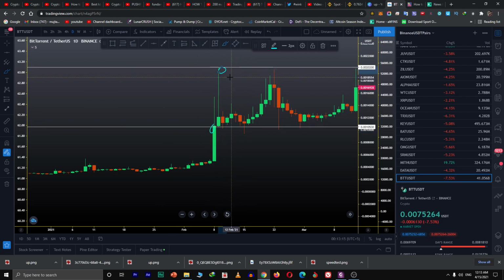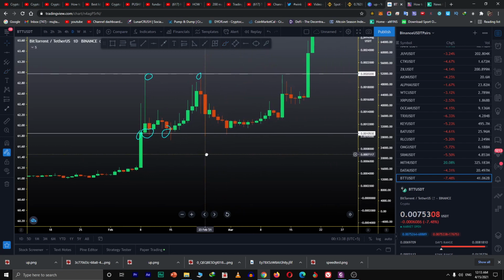At this level, and then it moved back and it tested this level. It tested this level one or two times. It was rejected two times and then it moved up. This level was tested a second time, as the first time was this and the second time was this, and again it was rejected and then it moved back to test it again.